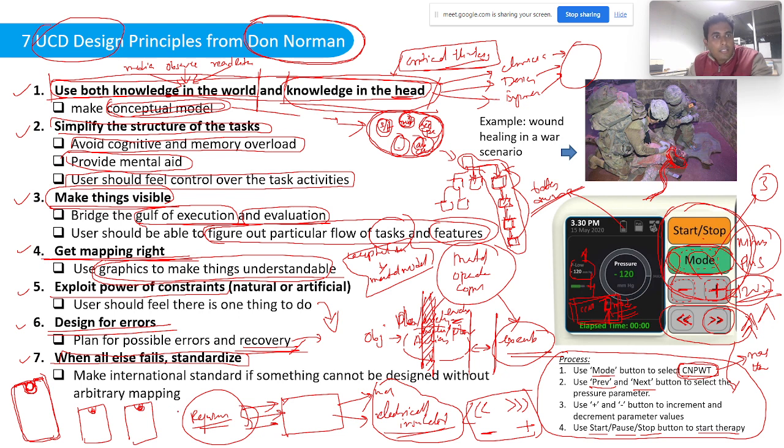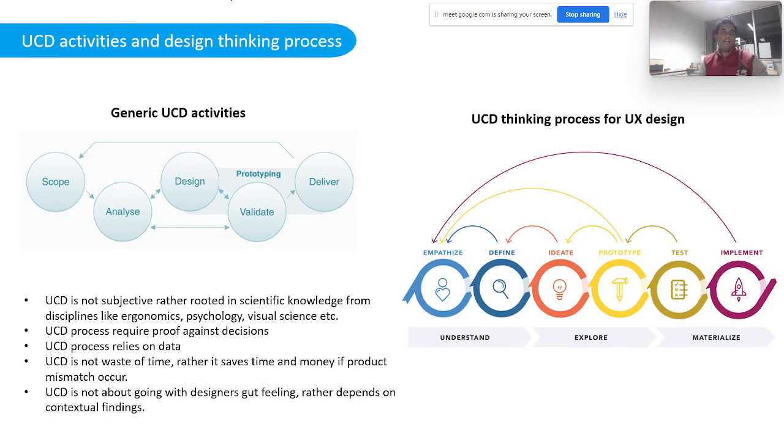Okay, so those are the seven UCD design principles, and I hope I could give you a proper explanation. Any doubt here? Okay, so let's move to the next.